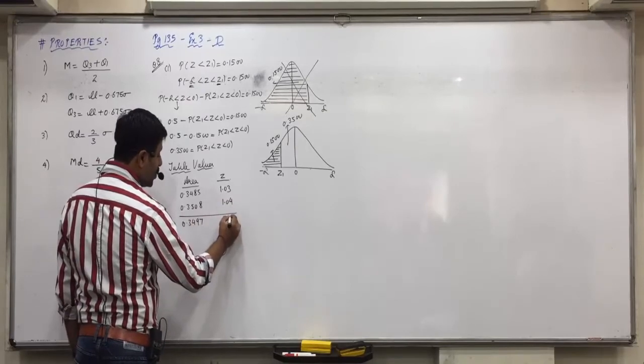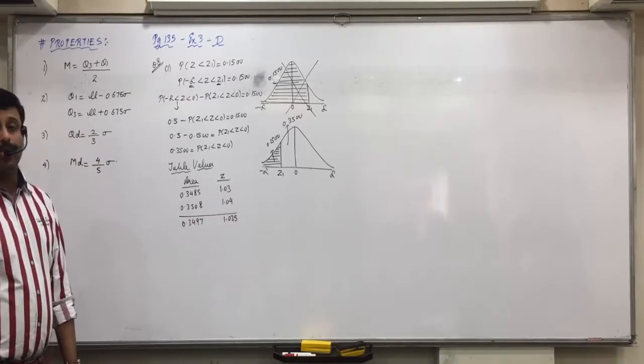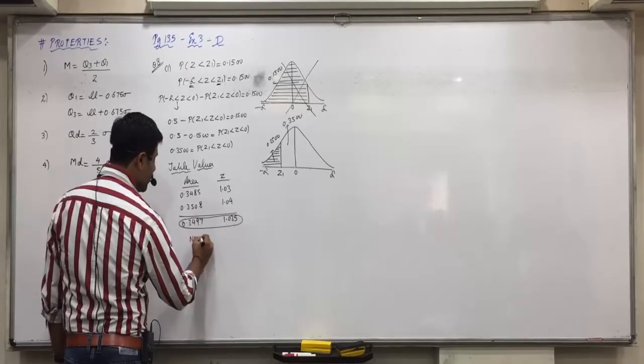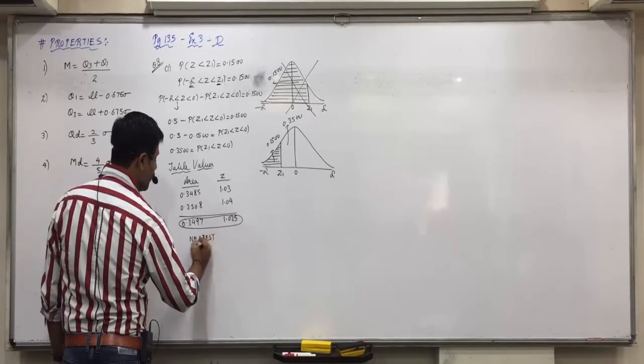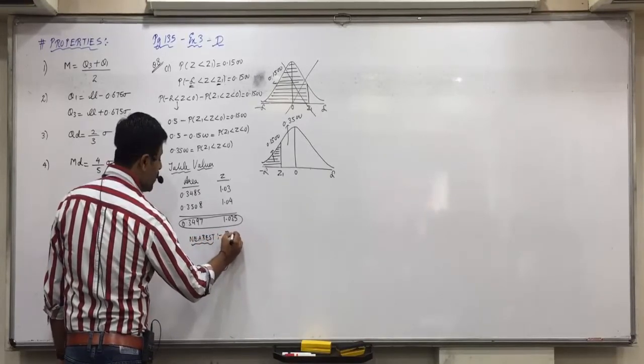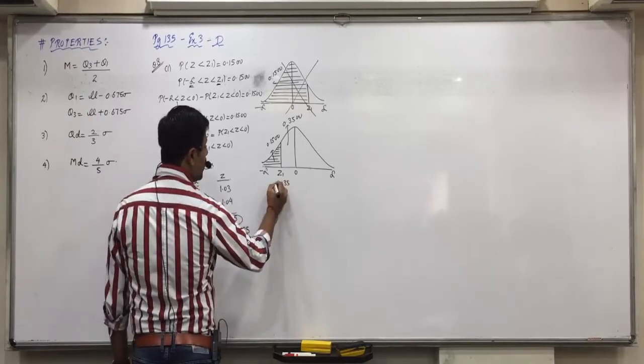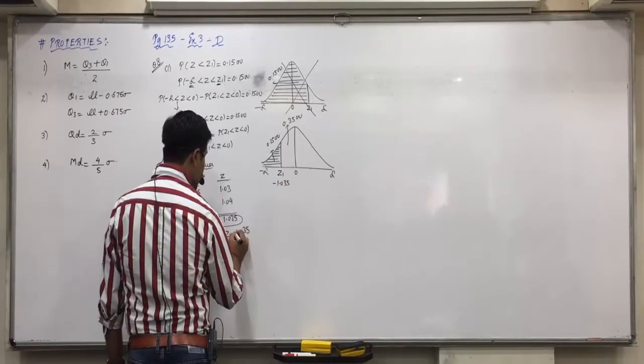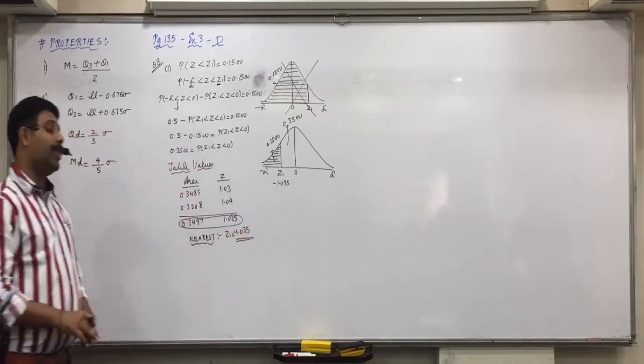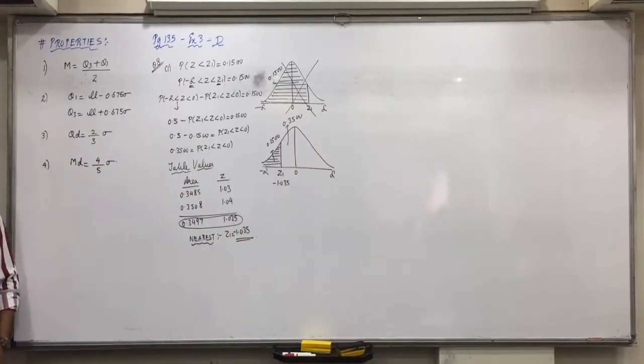0.33497 and 1.035, which is nearest to 3500. So the nearest value Z1 will be 1.035. It's on the left side, so will it be positive or negative? Negative. Right, minus 1.035. Any confusion in this? Left side will be negative value. Any confusions? Now, second sub question.